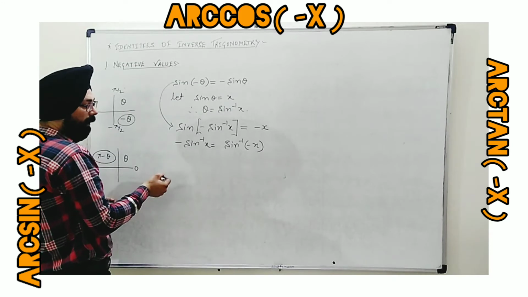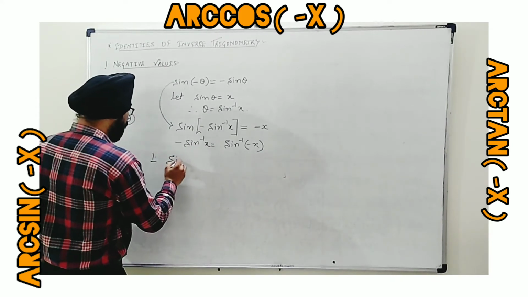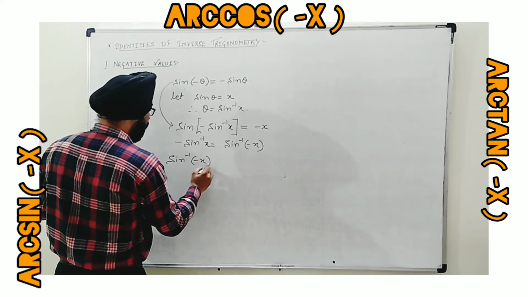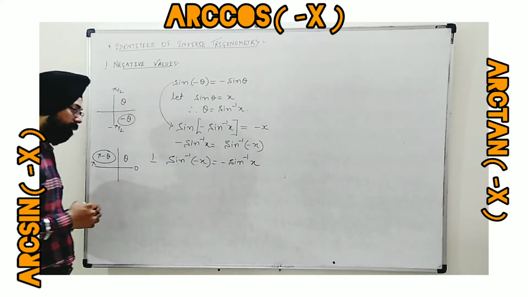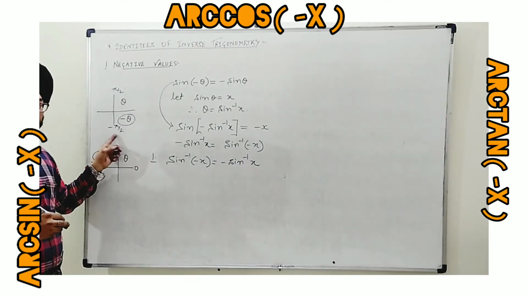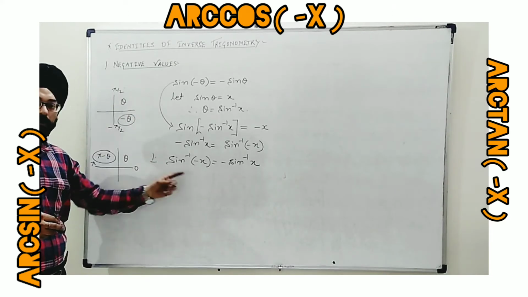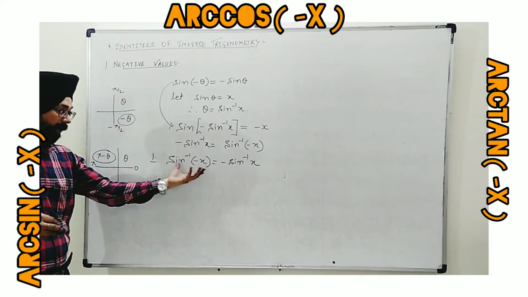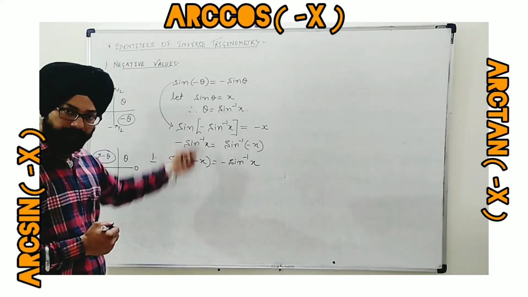We can take it like minus sine inverse x is equal to sine inverse of minus x. This becomes the identity. So the first one, sine inverse minus x, is equal to minus sine inverse x. And as this belongs to the minus pi by 2 to pi by 2 principal branch, all those functions which belong to the same branch will behave like this only. Their nature will be similar to sine inverse, and derivation also will be similar.